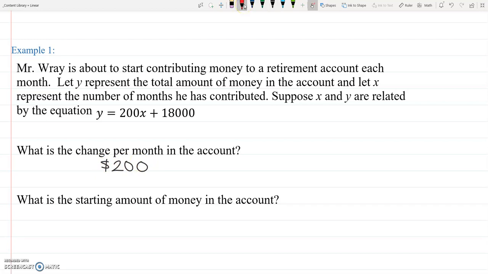Okay, what is the starting amount? The starting amount would be my y-intercept. So that is $18,000. All right, so just being able to look at that equation, pick out your slope and your y-intercept and understand what they mean. Okay, and that is it for these notes.